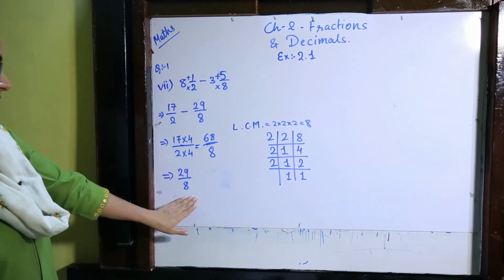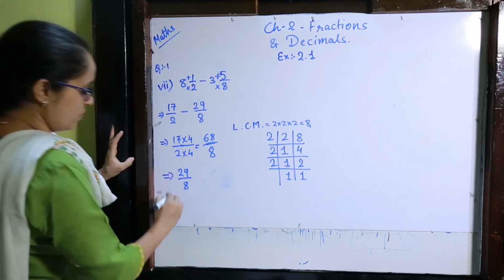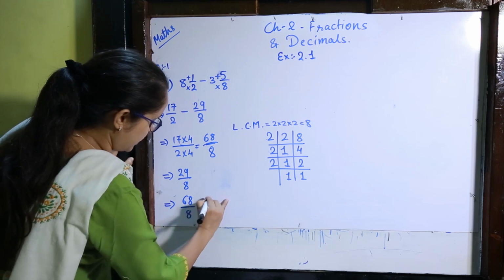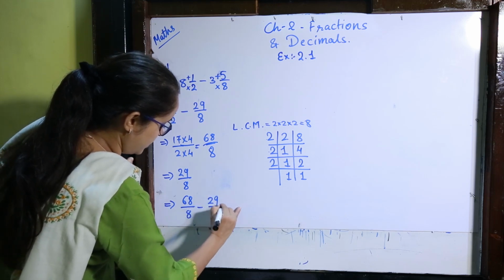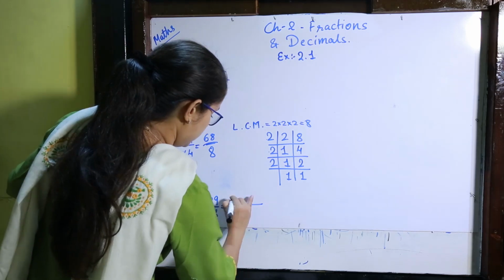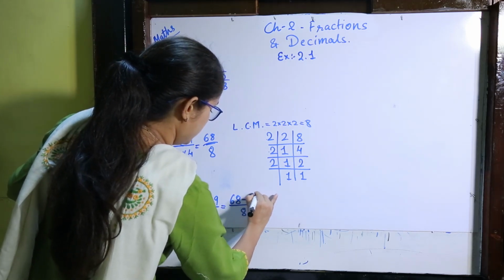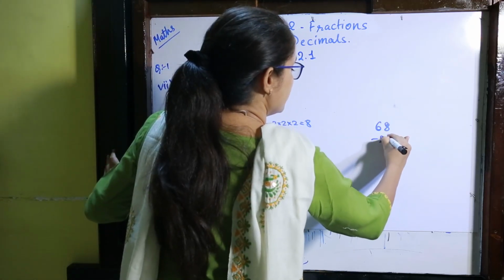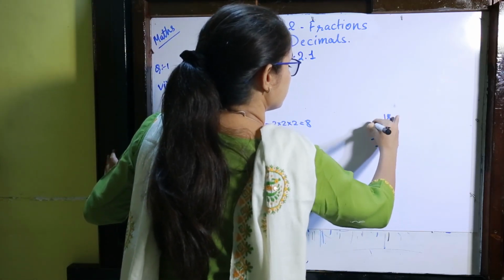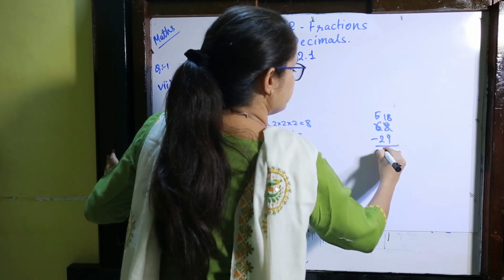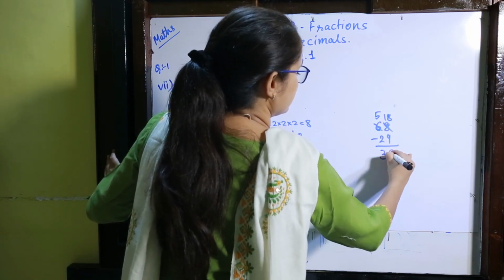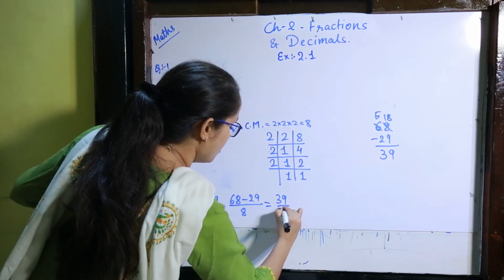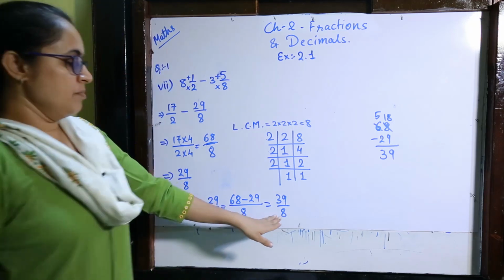So now you are getting both the numbers with the same denominator. Now you have to subtract. 68 upon 8 minus 29 upon 8 is equal to 68 minus 29. You can do it here. 68 minus 29. Answer is 39 upon 8.